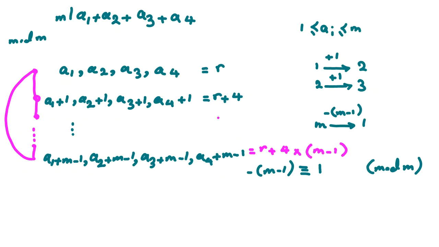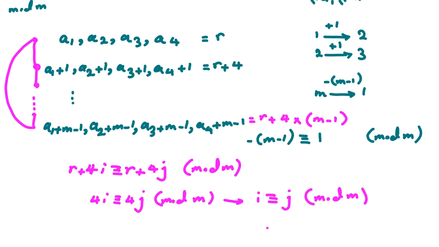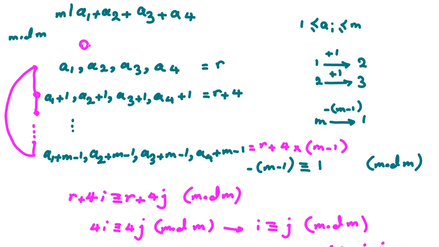Now I want to say all sums are different mod m. Why? Because if I consider r plus 4i congruent to r plus 4j mod m, then I can subtract r, and 4i is congruent to 4j mod m. m is odd, so we can divide by 4, since 4 and m are relatively prime. Because i and j are from 0 to m minus 1, we conclude i equals j. So all these numbers have different remainders when divided by m. Since we have m numbers, 0, 1, 2 up to m minus 1, exactly one of them is 0, so exactly one of them is good.